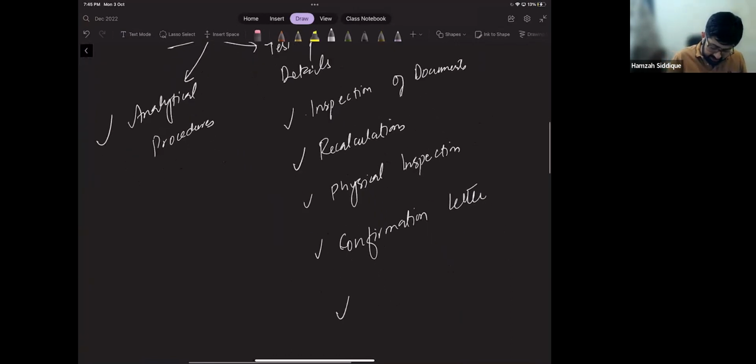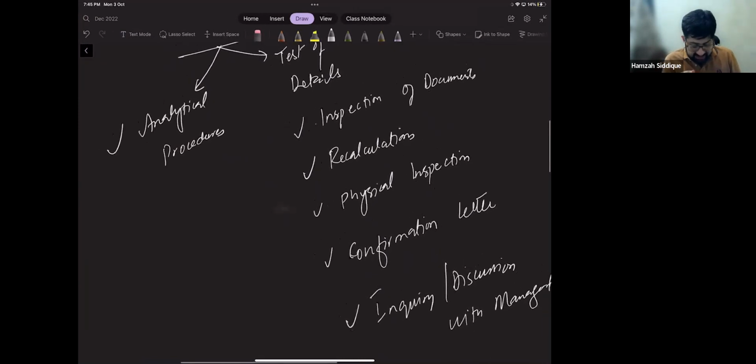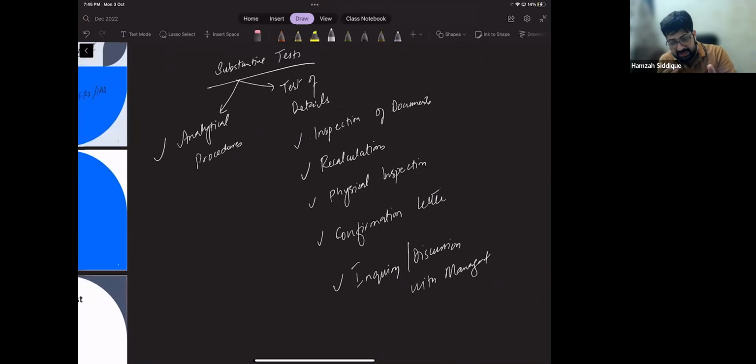Then inquiry or discussion with management, about issues, about sales, about the probability of payment. So inquiry with management, discussion with them. So these are the tests of detail, which are done by the auditor to verify the item, whether it should be recognized, and if recognized, whether it has been recorded at the correct amount.